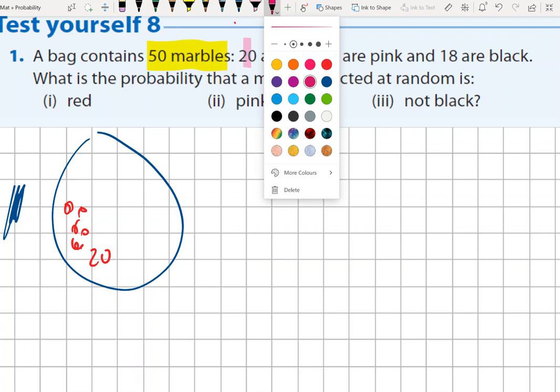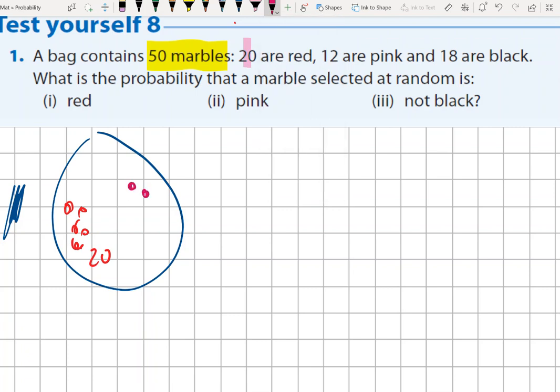Okay, that'll be pink. And we will say that there is 12 of them. There's 18 blacks. Now that's it. And altogether there's 50. So we'll put the number 50 here. Okay. What is the probability of a marble selected at random is red?